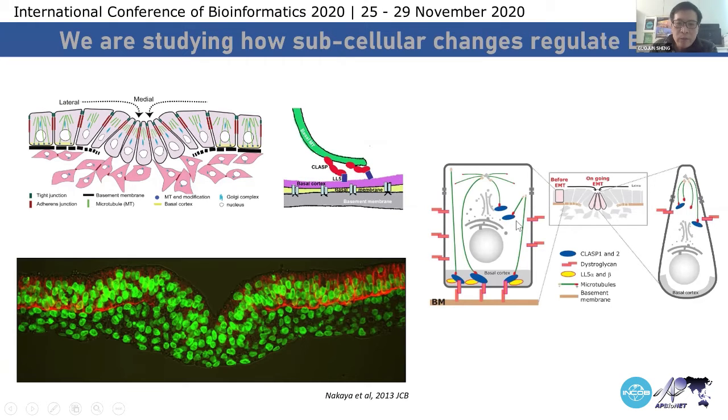So we came up with a model that the maintenance of microtubule integrity is essential in the maintenance of the basal cell membrane and the basement membrane, which is an extracellular structure, involving the basal cortex and transmembrane proteins like dystroglycan and integrins. So this is one aspect of what we study.